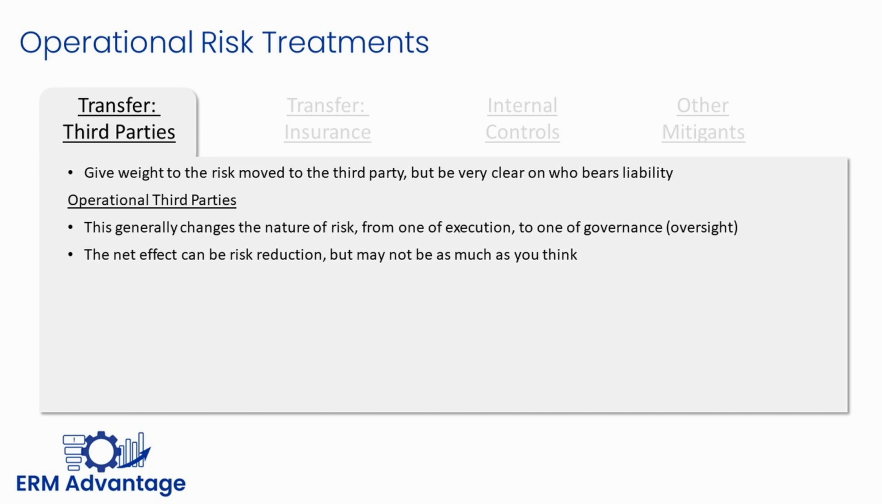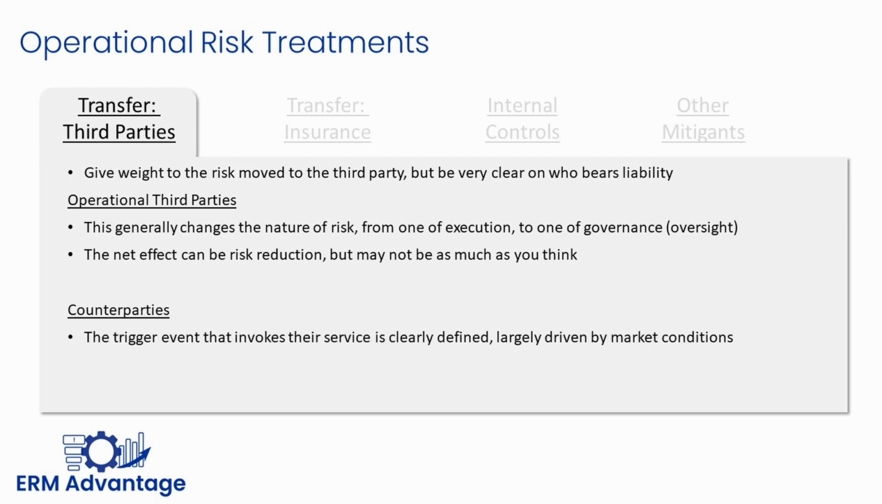Now, transfer to third parties as counterparties, on the other hand, is much more straightforward in that the trigger event which invokes their responsibility will be clearly defined and is governed more by market conditions than the actions of the counterparty. Again, this is largely converting a financial risk to an operational risk, which includes the vetting and monitoring of the counterparty. Now, each of these types of third parties will ultimately influence reduction of either event likelihood or impact, depending on the contractual role of the third party.